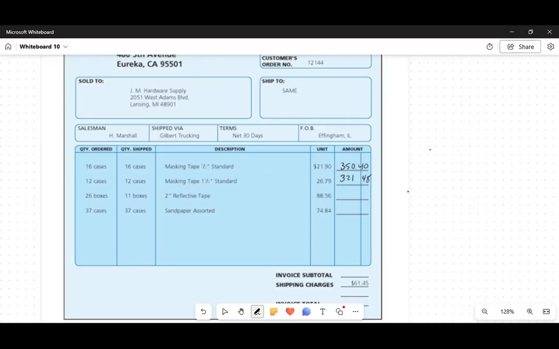And then the 11 boxes of reflective tape comes out to $974.16. They're quite expensive. And then the 37 cases of sorted sandpaper at $74.84 came out to $2,769.08. So always you're going to be adding up the cost of your invoice. If I total that all up, it comes out to $4,415.12.